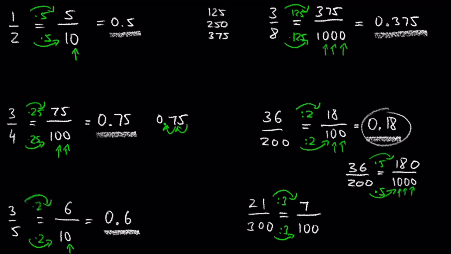The 2 zeros in the denominator shift the decimal point from 7 2 places to the left and we get 0.07. So 21 over 300 is equivalent to the decimal number 0.07.